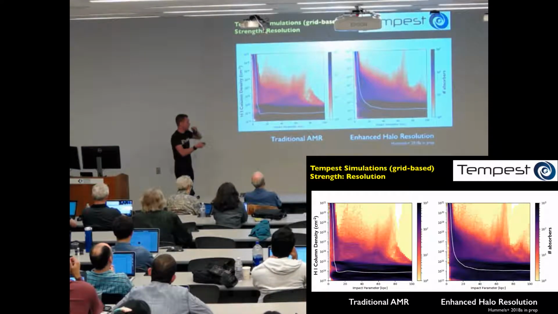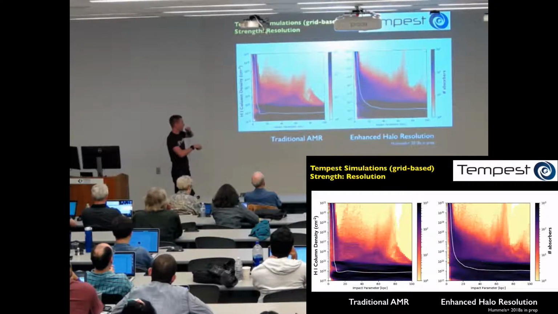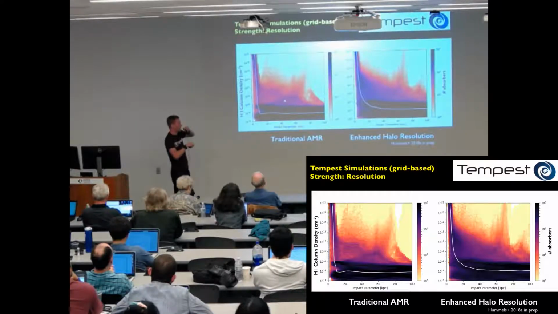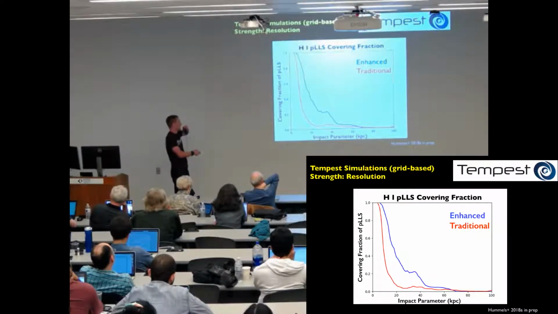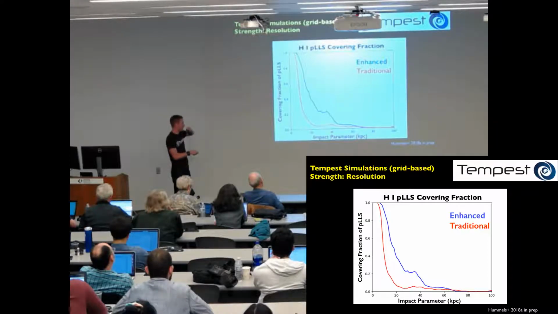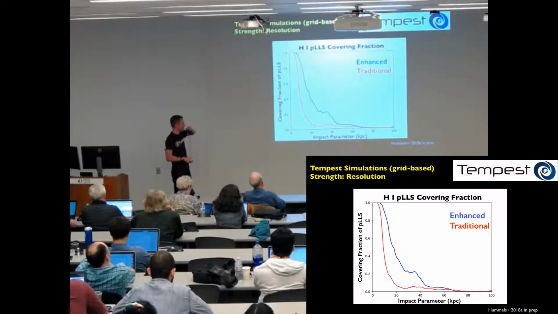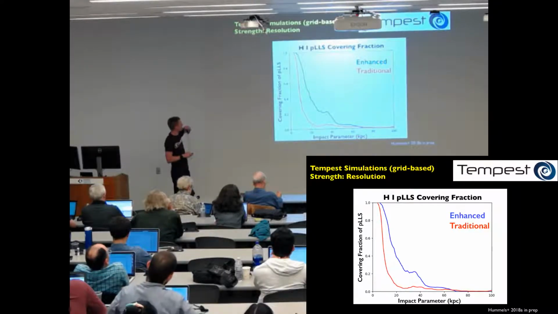Furthermore, if you try and compare this with observables, the H1 column density and radial, the impact parameter, the projected radius, this is essentially a heat map of where you tend to find those sight lines. And the white represents the median value. So there's a modest increase in the total H1 column density for these low ionization potential ions. And if you look at something like the covering fraction, this is for partial Lyman limit systems, you see an increase by a factor of like 5 out to 40 kpc or so between using traditional AMR and using enhanced AMR, or enhanced halo refinement.